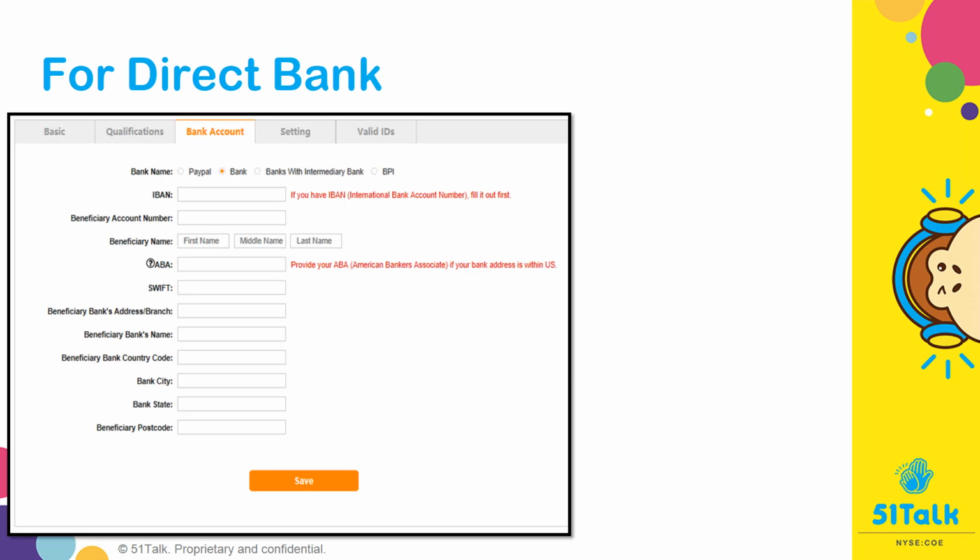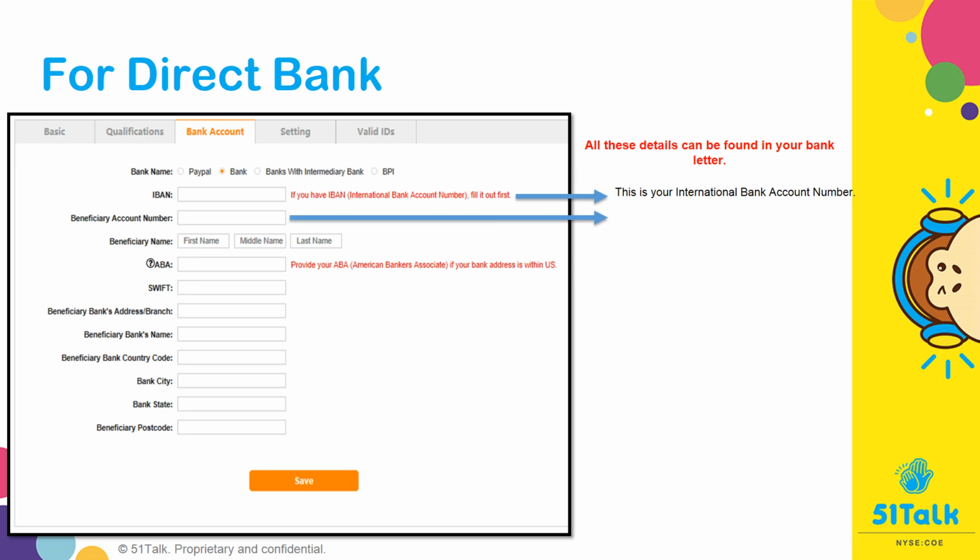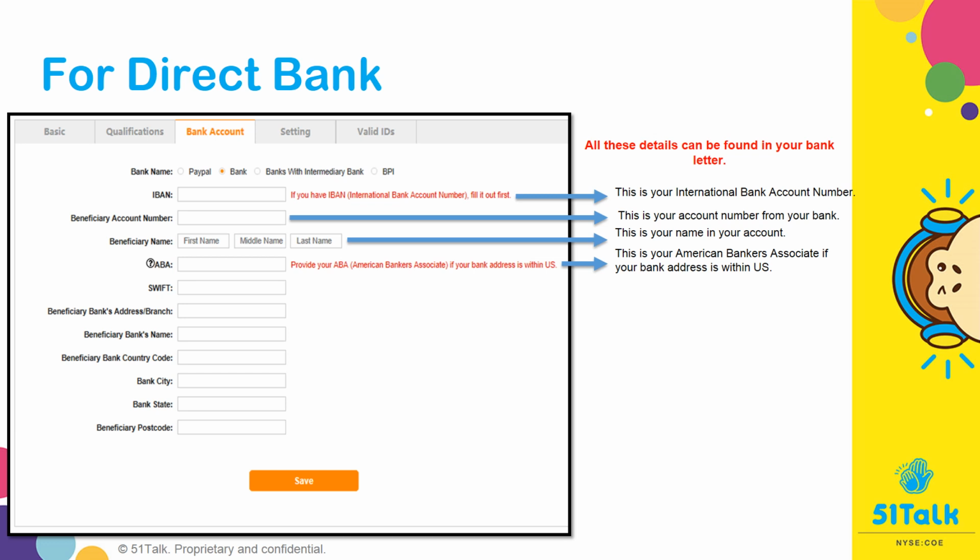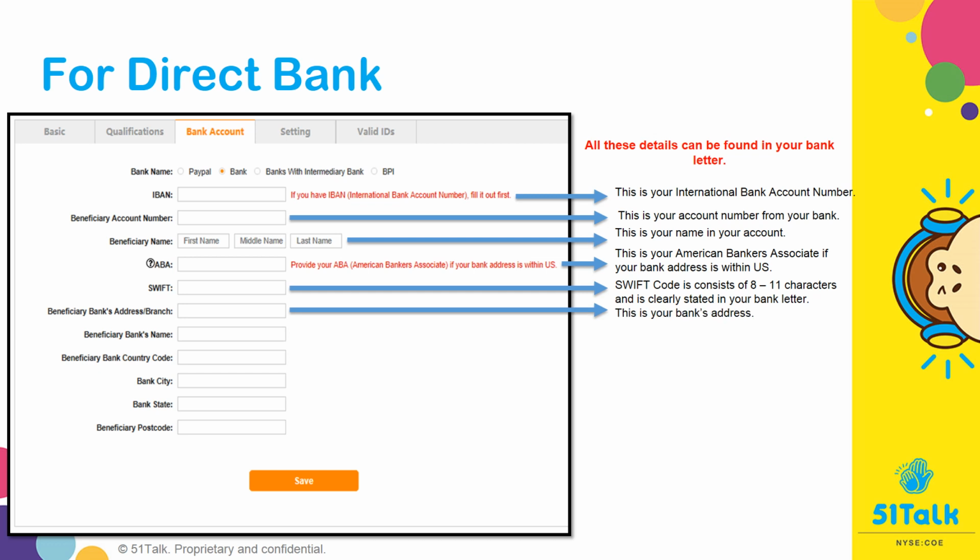These are the information needed if you choose direct bank deposit. All these details can be found in your bank letter. This is your international bank account number. This is your account number from your bank. This is your name in your account. This is your American Bankers Association number if your bank address is within US. SWIFT code consists of 8 to 11 characters and is clearly stated in your bank letter.